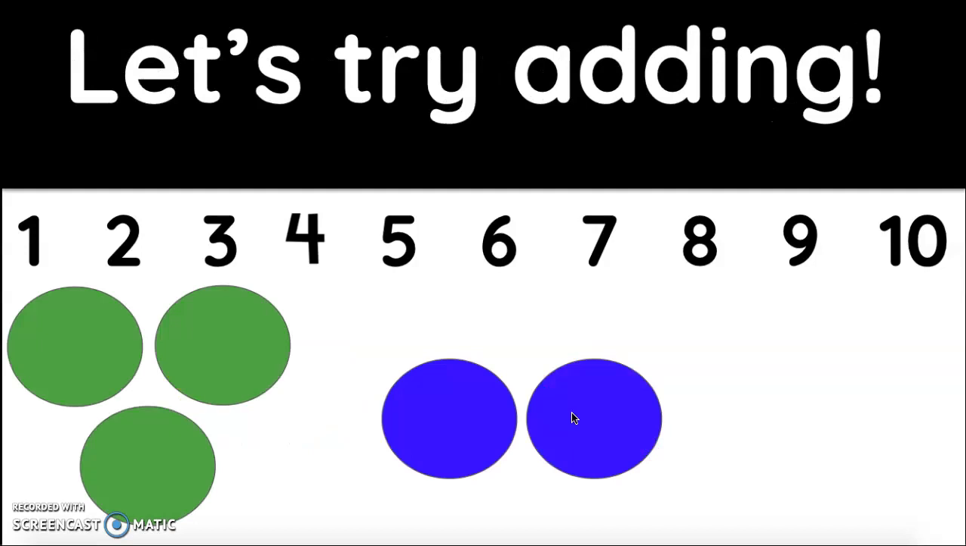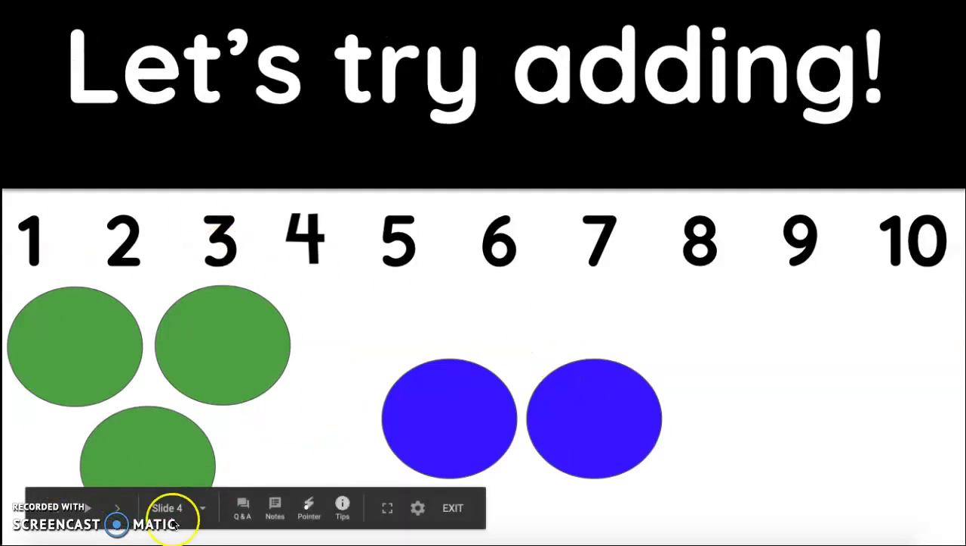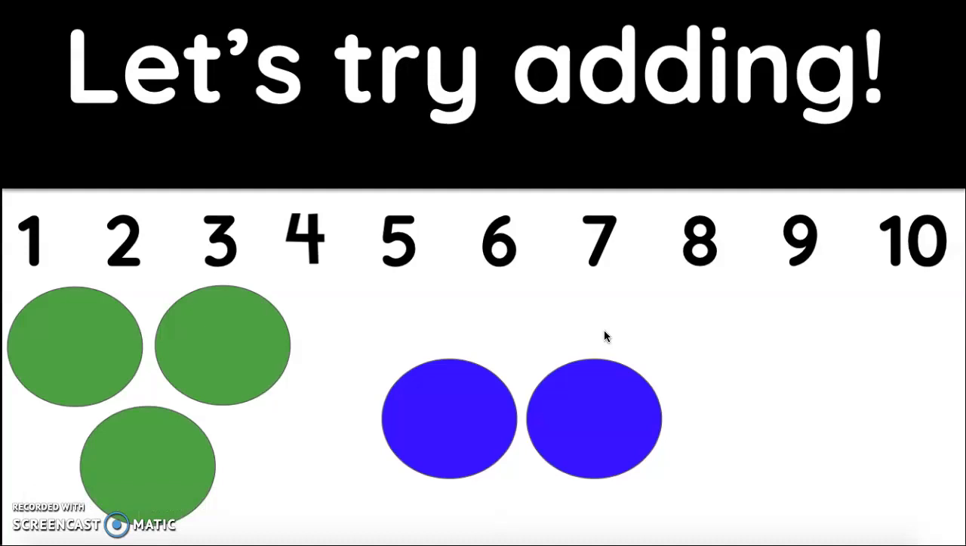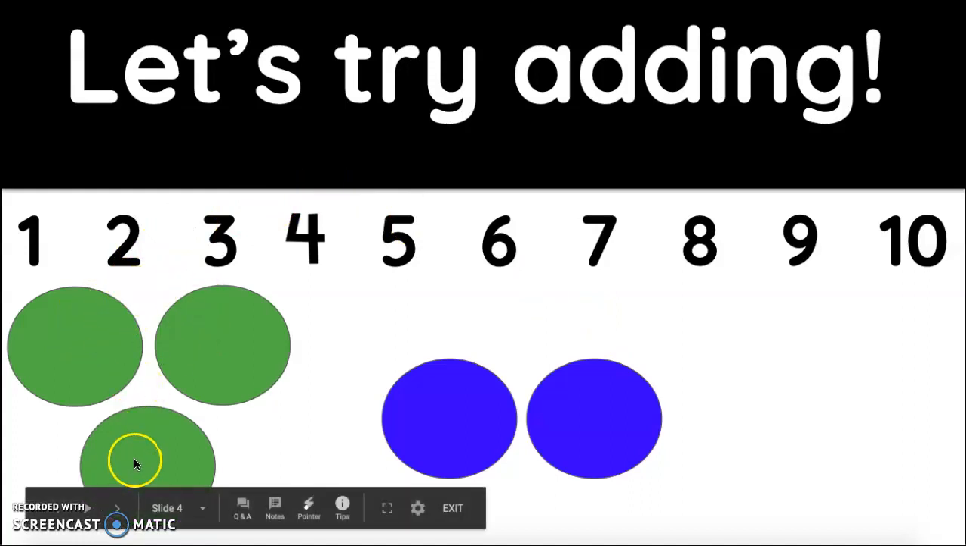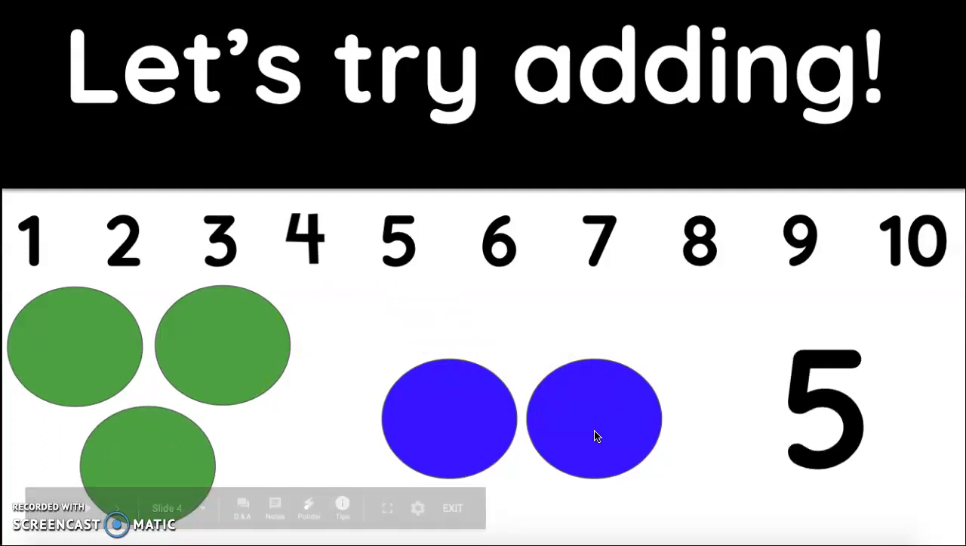All right, let's try it here. So we have a group of green circles over here. We have a group of blue circles over here. So let's count up our green ones. We have 1, 2, 3 green circles. And let's look at our blue circles. We have 1, 2 blue circles. So remember, when we're adding, we're combining all of the circles together. We're not counting just the green or just the blue. We want to count all of them together. So let's go ahead and do that. So we have 1, 2, 3, 4, 5. We have 5 circles all together.